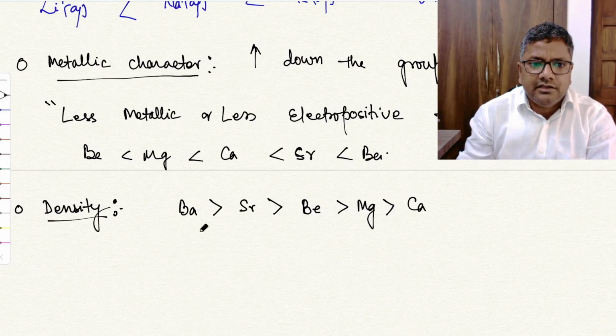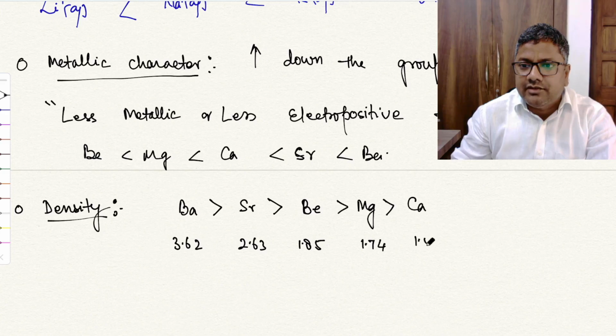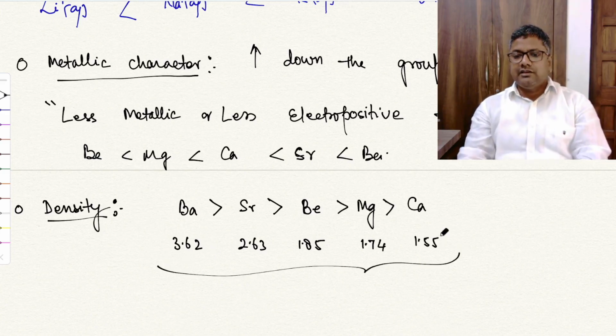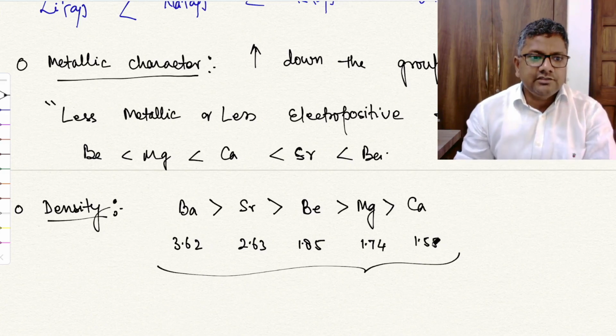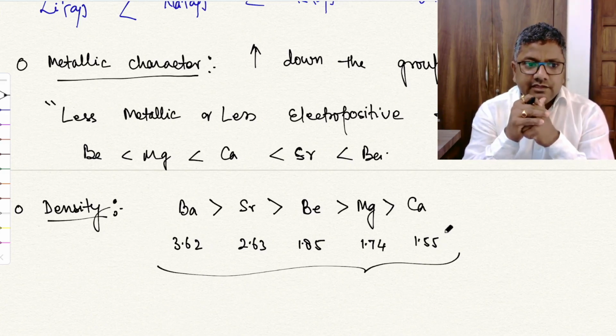If I would like to write the values: barium 3.62, strontium 2.63, beryllium 1.85, magnesium 1.74, and calcium 1.55. So this is important. Here calcium has the least density, right? The density of calcium is very, very low.